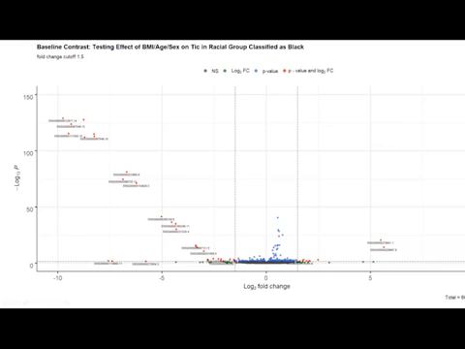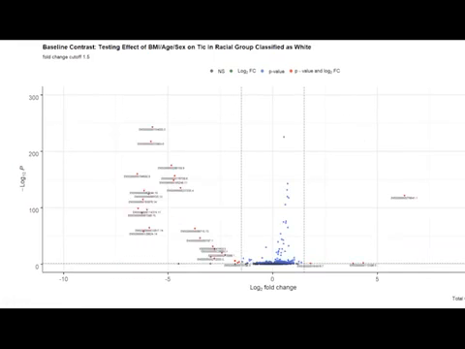The project was most interested in testing the effect of BMI, age, and sex on the presence of ticks and comparing the effect in both white and black populations. So that is why I've got this volcano plot here for the different racial groups. So black, and then this one, white.